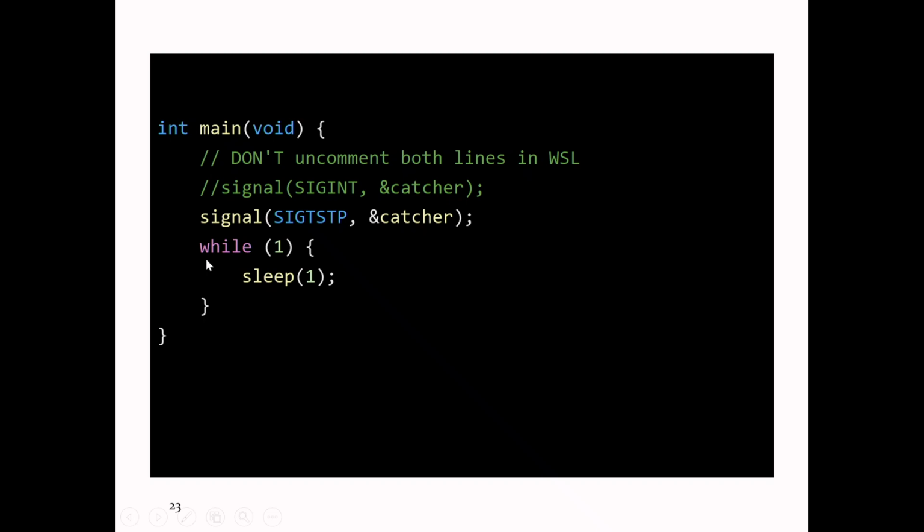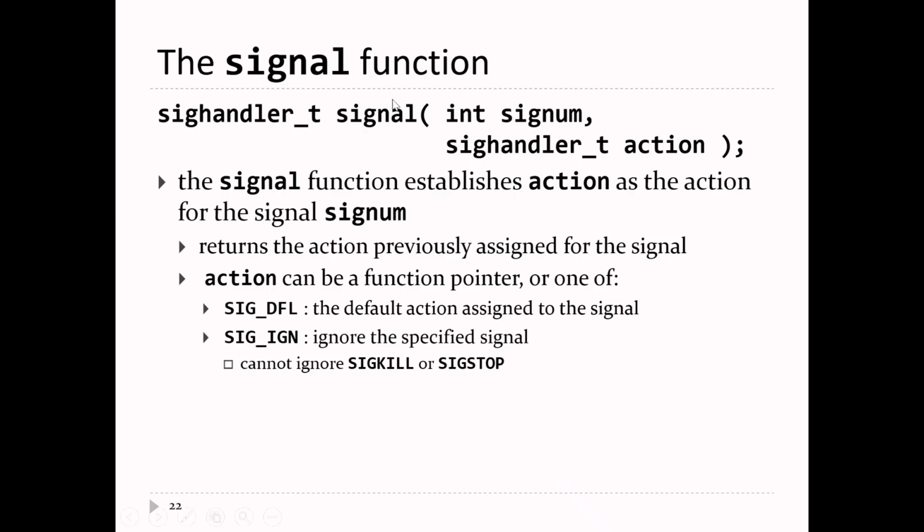There's an infinite loop here. Because the program catches both of these signals, you can't stop this program in any meaningful way. So don't uncomment both of these lines in Windows. If you're running the Windows subsystem, there's no way for you to stop the program except to close your Linux instance. That signal function simply tells the operating system to use that function to handle that signal.